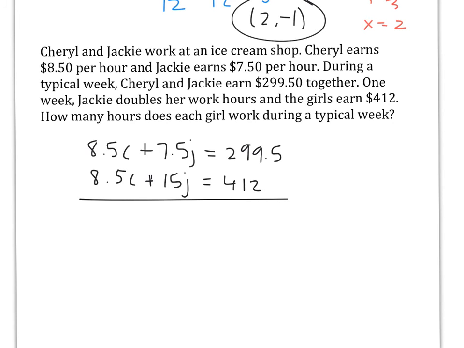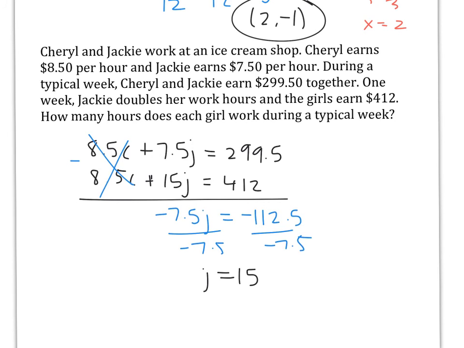Now let's solve, and I already see variables that are lined up with the same coefficient, so I'm going to use the elimination method and subtract and get rid of the variable C. So 7.5J minus 15J is negative 7.5J equals, subtract 412 from 299.50 is negative 112.50, divided by negative 7.5. This is good, our negatives will cancel out because you can only have a positive amount of money here that they're making. So when I solve here, J equals 15. So now if I want to solve for C, I'm going to go ahead and plug that back into the first equation.